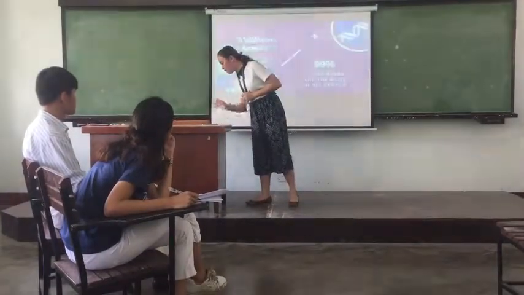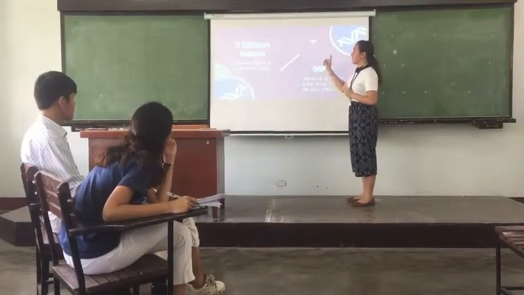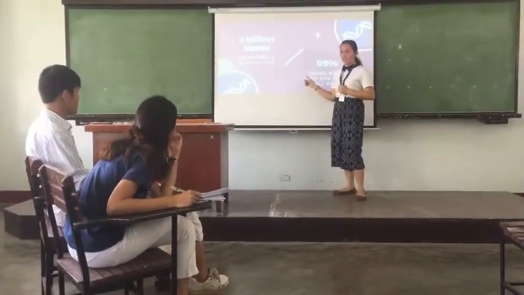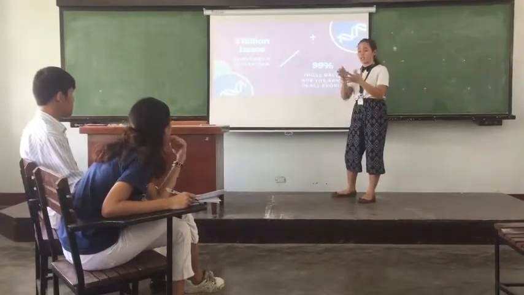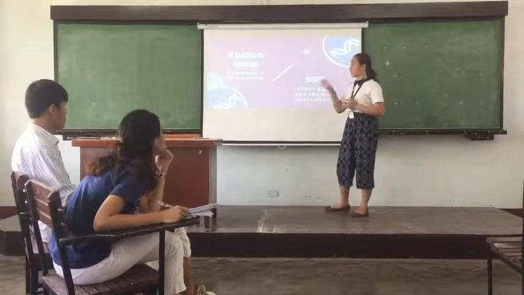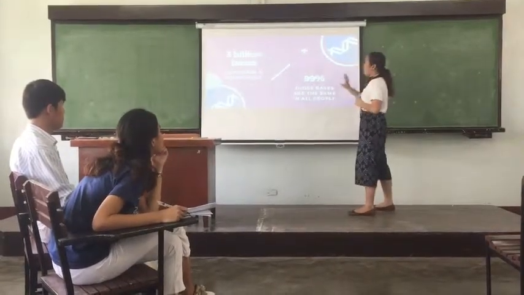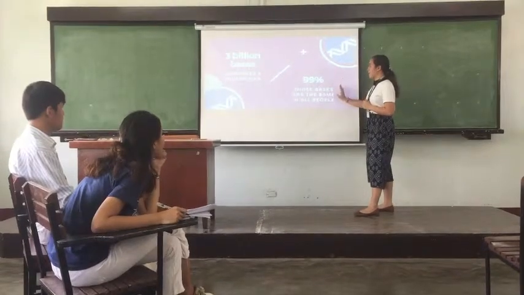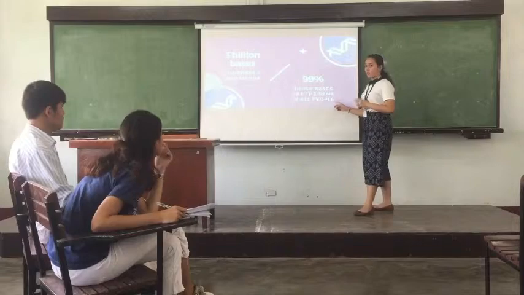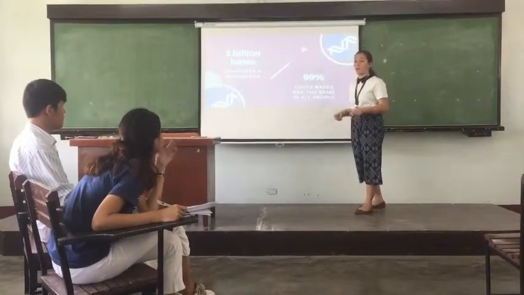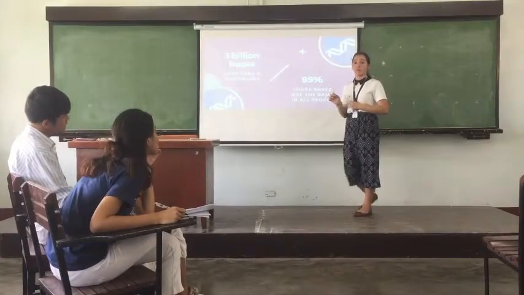Now let's have some facts. Do you know that 3 billion bases compose a human DNA? So that's very much. Just imagine how small it is, because it is just inside the cell. Now, 3 billion bases, that's very crucial. Also, 99% of those bases are the same in all people, because it should form a double helix.